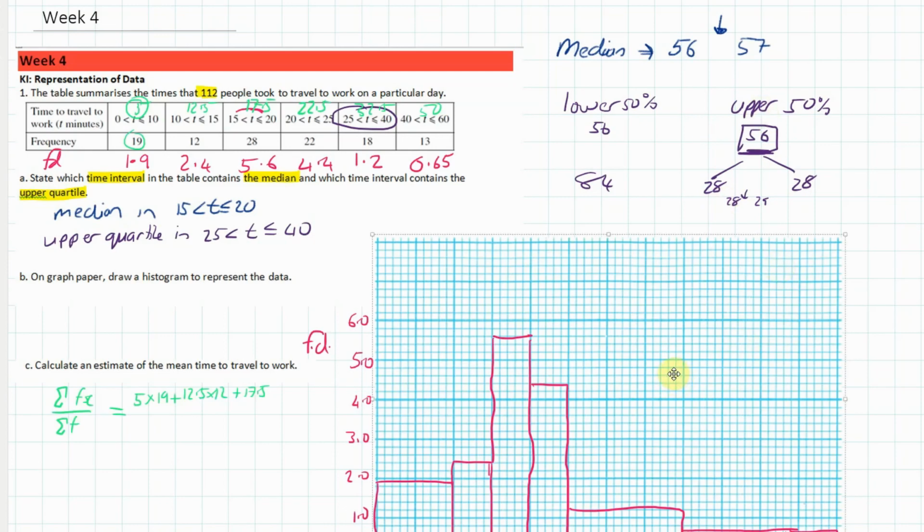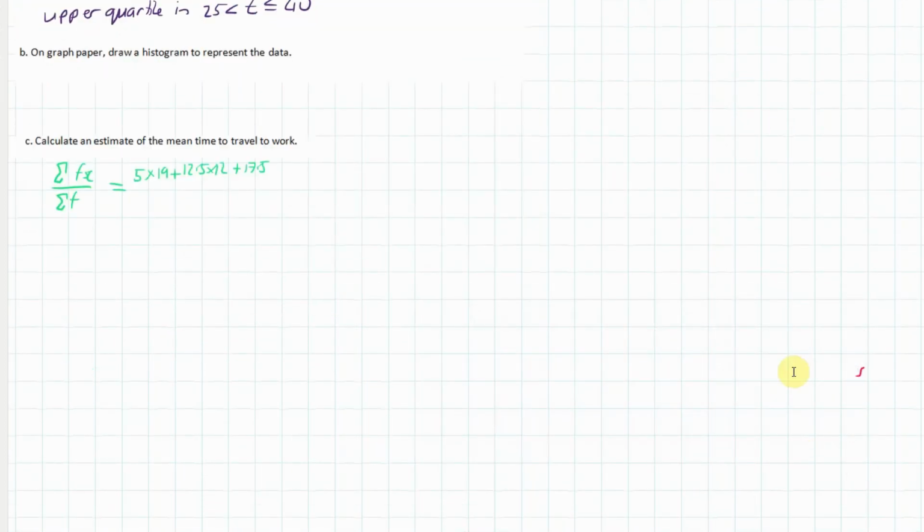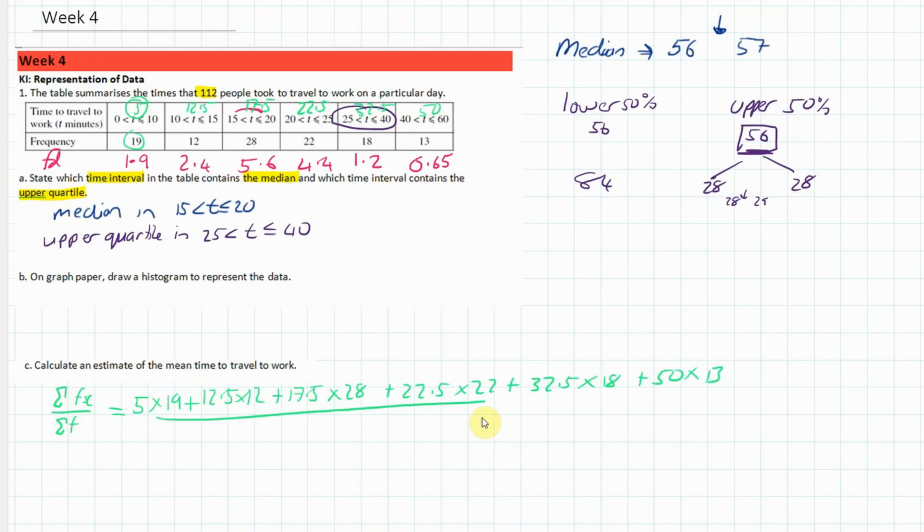I'm going to get rid of this graph so that I can write big enough for you to see without it being horrific. Okay. 17.5, and that's times 28, plus 22.5, and that's got a frequency of 22, plus 32.5, and it's got 18, plus 50 times 13. Now we're going to divide that by the total sum of the frequency. Now altogether it says we've got 112 people, so I divide this by 112, and let's see what we get there.